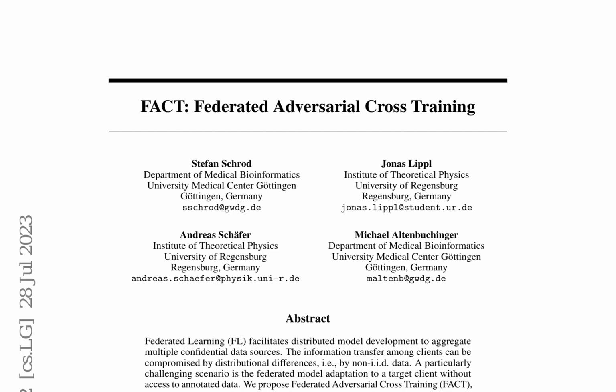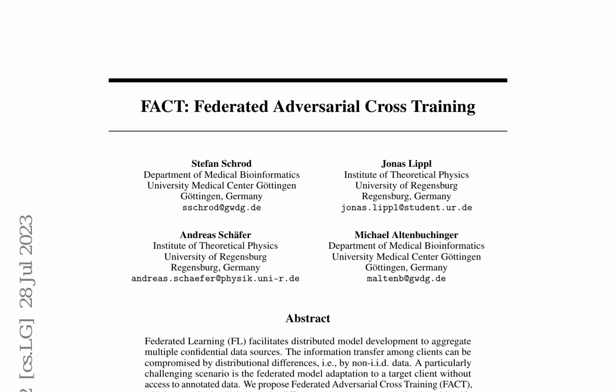Federated Adversarial Cross Training, FACT, is a novel approach to federated learning that addresses the challenging scenario of adapting a model to a target client without access to annotated data. FACT leverages the implicit domain differences between source clients to identify domain shifts in the target domain.